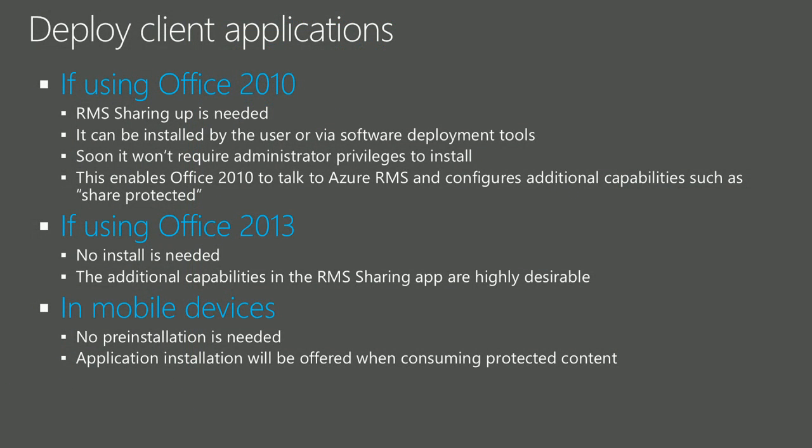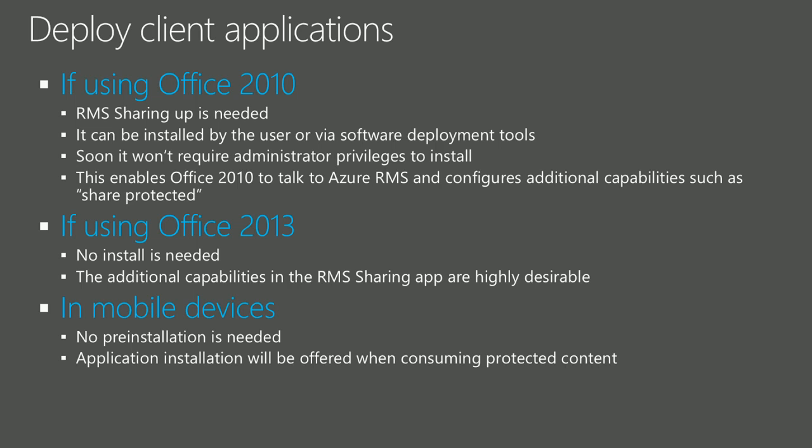After that, and this is one of the final steps, you need to deploy some software on the clients. By default, Office 2013 works with Azure RMS. There's nothing to deploy there if you don't want to. But Office 2010 was released before Azure RMS, so you need to deploy an agent. It's called the Azure RMS, or the RMS Sharing App. The RMS Sharing App allows Office 2010 to work with Azure RMS, and it also enhances both Office 2010 and Office 2013 with some options that are very, very useful.